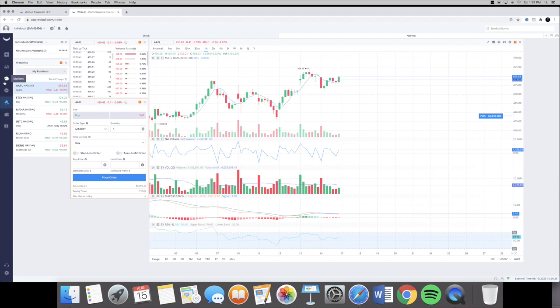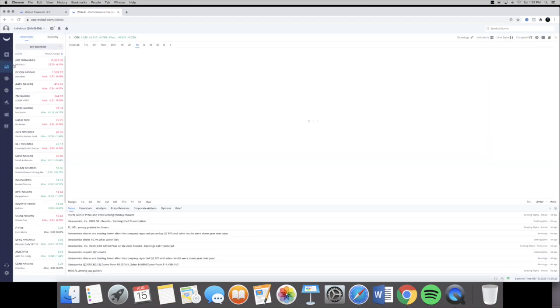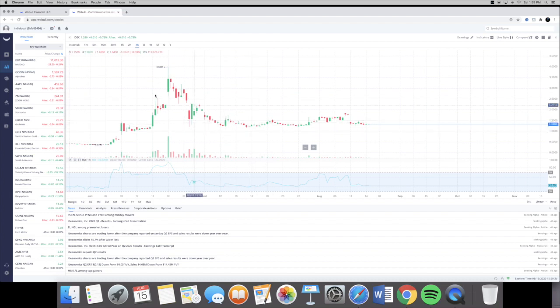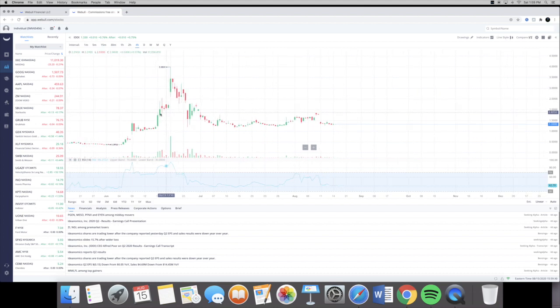Let's see. Right here. Let's go. Let's take a look here at stocks. Again, you see the candle graph. Sorry, I keep saying bar graph. I don't know why.